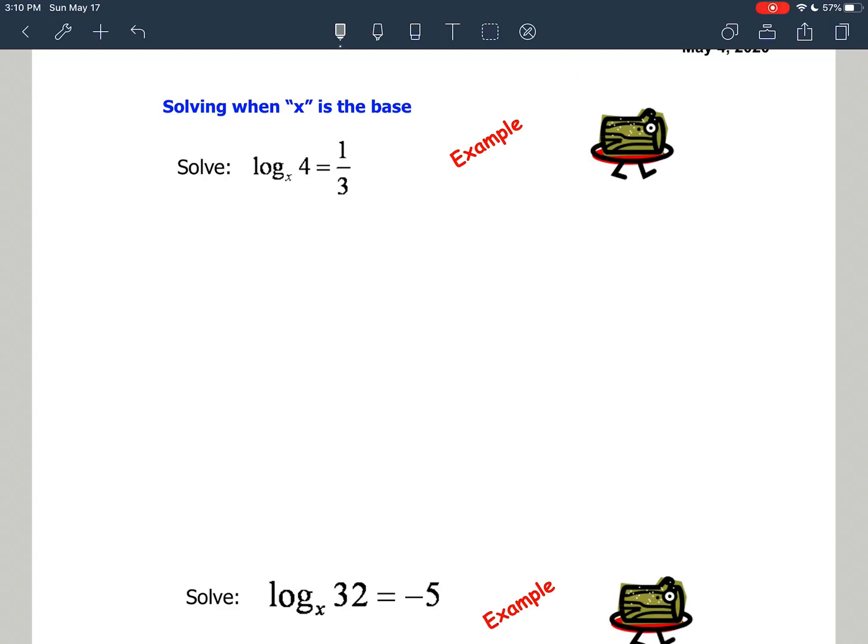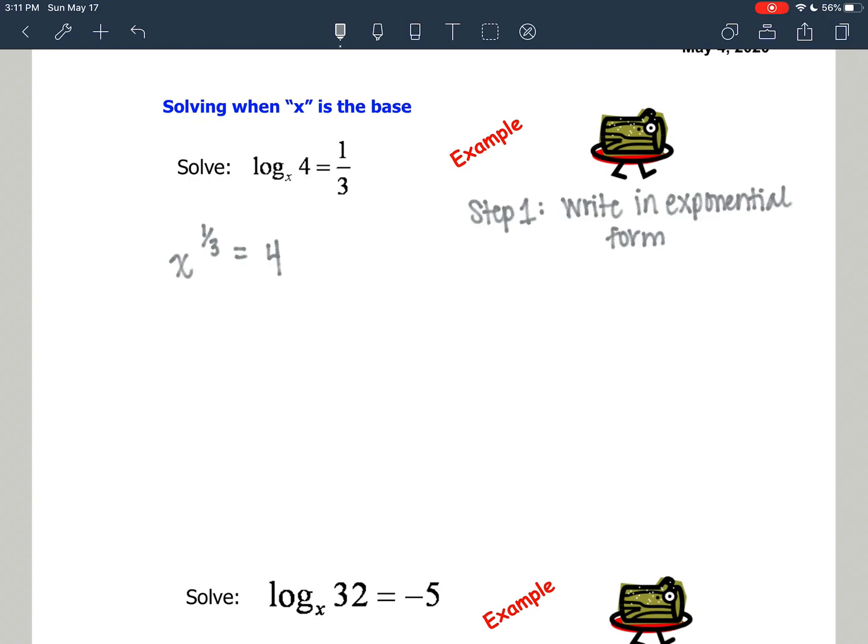In this example, we have log base x of 4 is equal to 1/3. This is a logarithmic equation where the base is unknown and we need to solve for the base. So our first step is going to be to write in exponential form. So we'll have a base x raised to the 1/3 power is equal to 4.